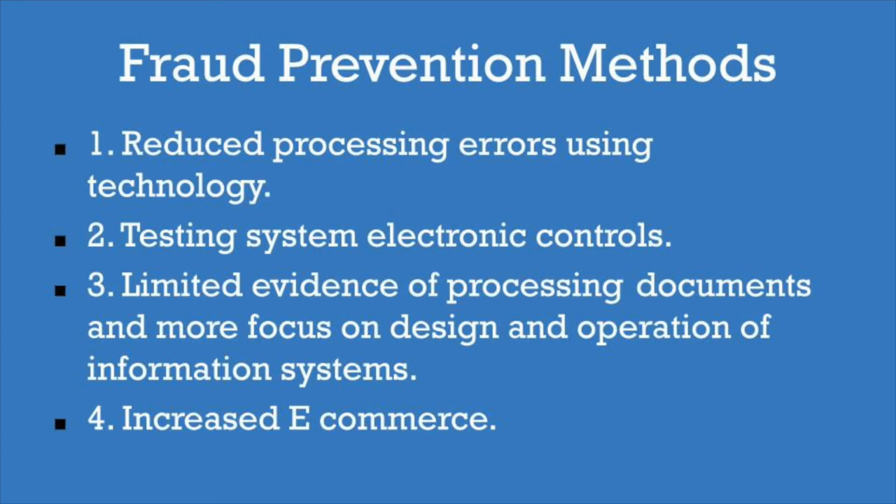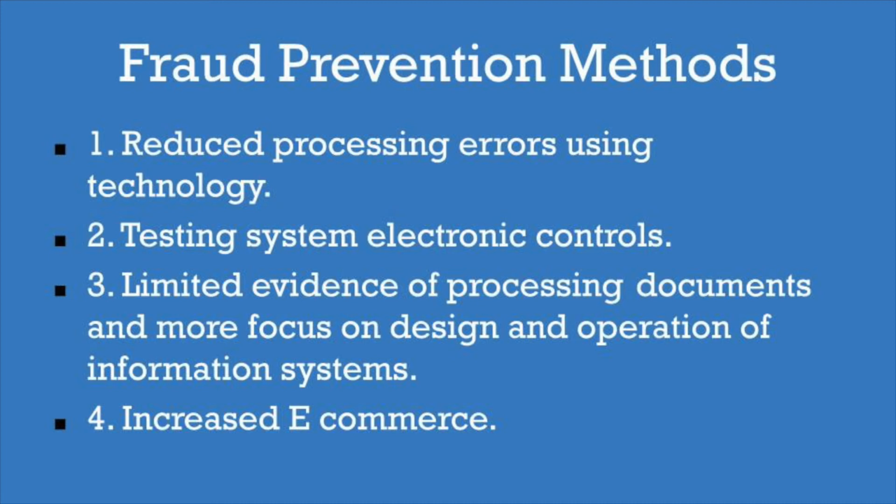So what are some key fraud prevention methods? Well, first, we have to reduce processing errors using technology. Being able to use technology is great. Let's say, for example, a bank machine. You go in, you punch the numbers, I want $20. The machine spits out $20. Using that technology ensures that exactly $20 is spit out because the machine has processes in place that are consistent.